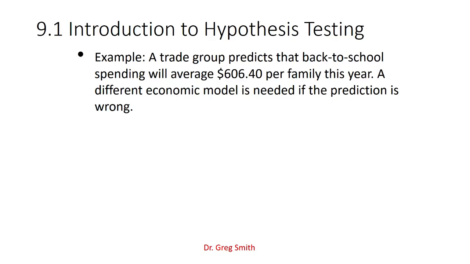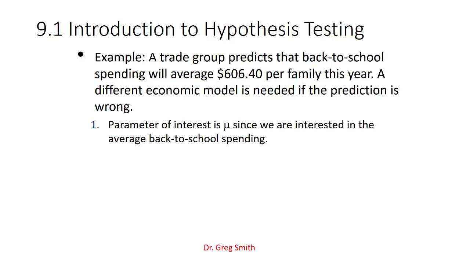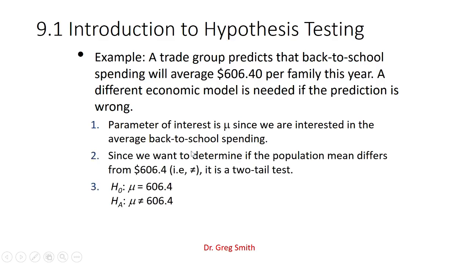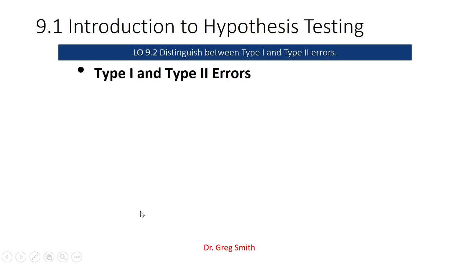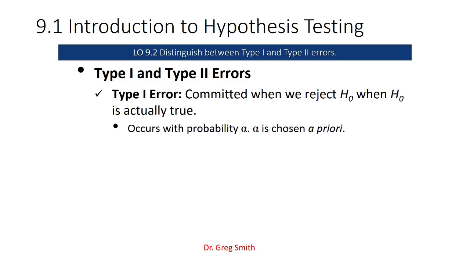Very simple two-tailed test. We're trying to predict the mean since we're saying average. So we're going to test the average, the mu, and it's going to be a two-tailed test as described. Mu is either equal to that or it's not equal to that. And from this, we will look at errors.